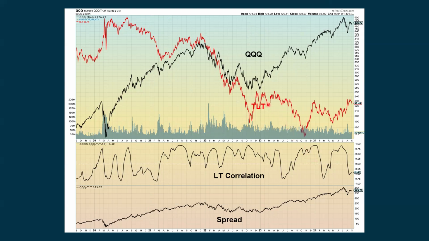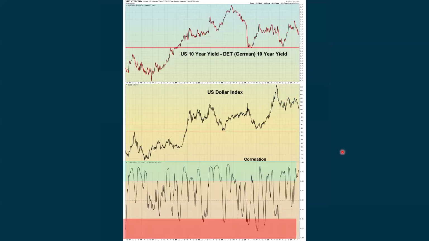This time it's in red with the QQQs, the NASDAQ 100. And we see that their longer term correlation is not as strong. It had been stronger previously. Then on top, we have a weekly chart of the 10-year yield in the US, and we subtract the 10-year yield in Germany. And since US rates are higher, even though they've been coming down lately, we still get a positive answer here. And then we look at the US dollar index.